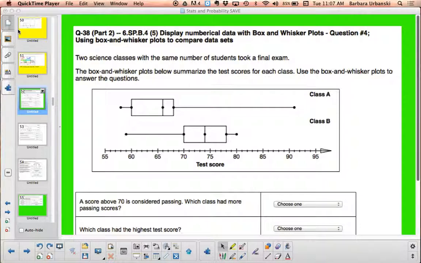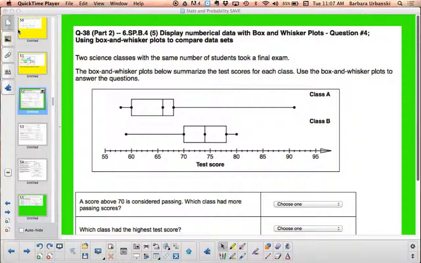It's important to note that they say the two science classes with the same number of students, because we need to know in a box and whisker plot, the information is divided into 4 sections. And if I had 100 pieces of data in my data set, that would mean that each section would have 25. If I had 44 pieces of data, then I should have 11. If I only had 4 pieces of data, which would be very small, I'd only have 1.